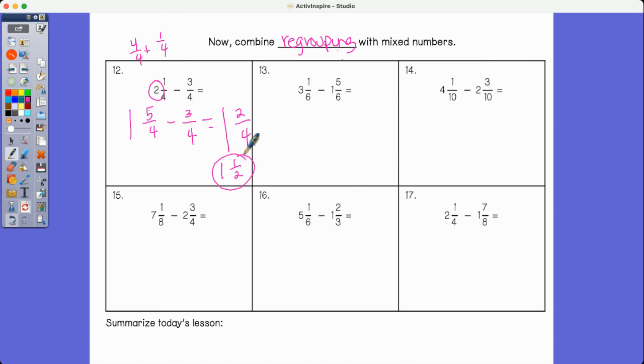Okay, I'm going to ask that you try 13, 14, 15, 16, and 17 for homework. Make sure you summarize that lesson. I want to really see you summarize something about regrouping on this, because I really think that is going to be the key point.